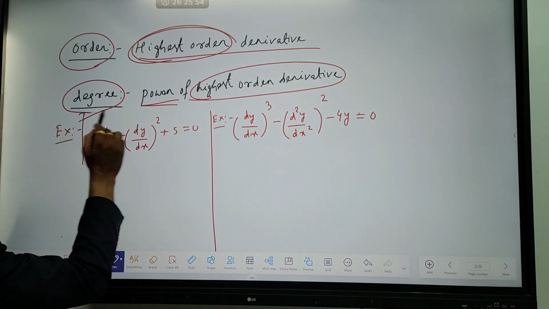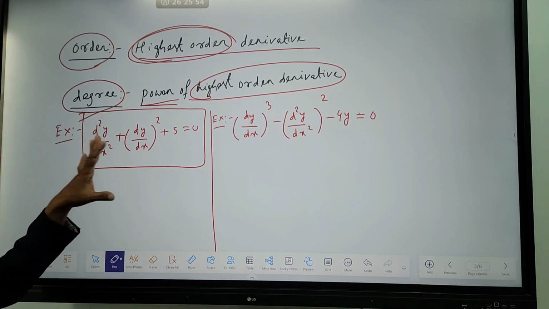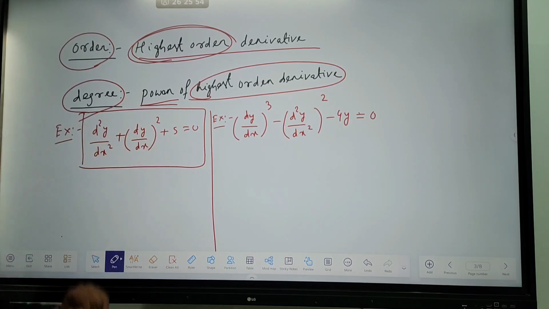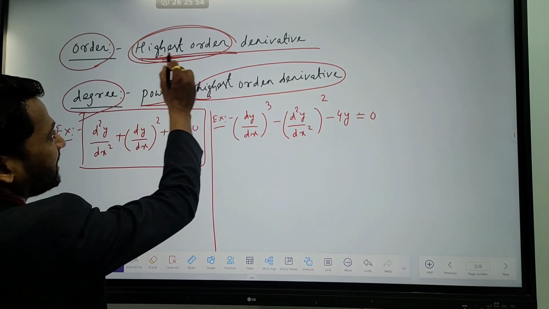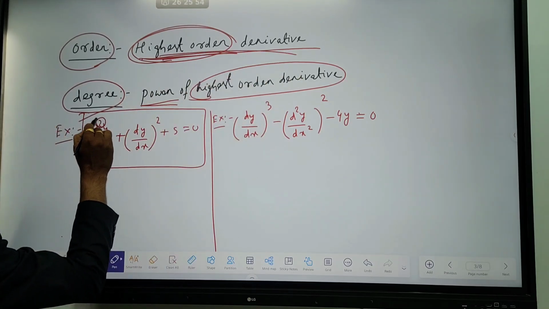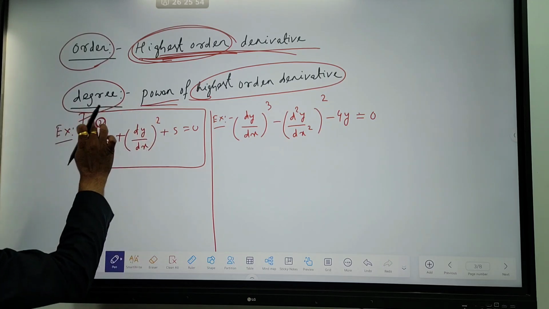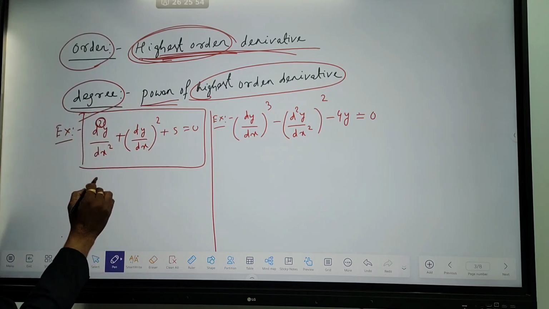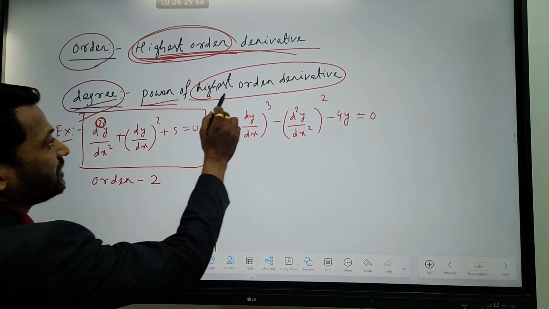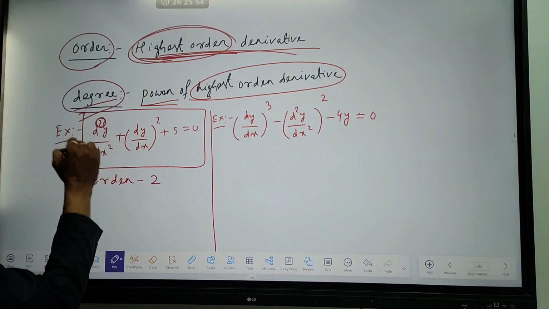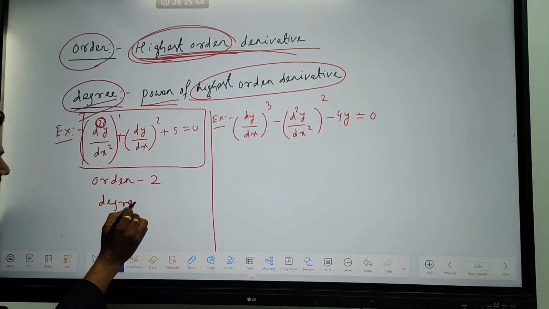We can take one example here. Let we have a differential equation: d square y by dx square plus (dy by dx) whole square plus 5 equal to 0. इसमें clearly you can say what is the highest order derivative. This is the highest order derivative, second time derivative हुआ है. This is not highest order, remember. इसमें second time derivative है, मतलब order क्या है इधर 2 and degree क्या है, the power of highest order derivative. ये जो highest order derivative का power कितना है, power is 1, so मतलब degree is 1.